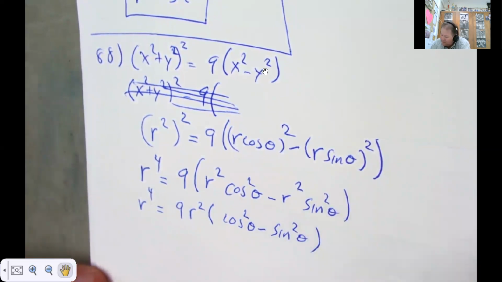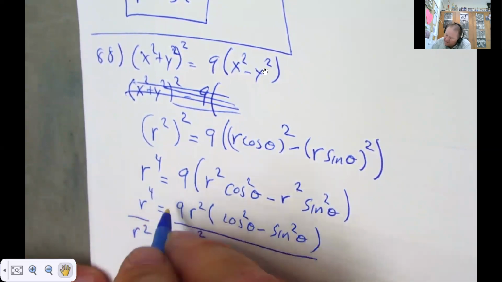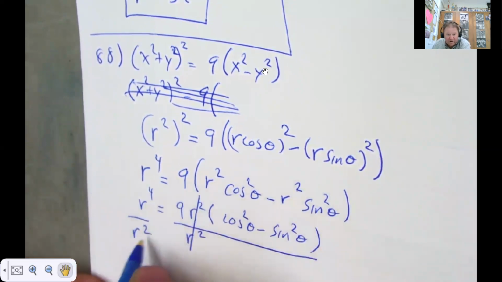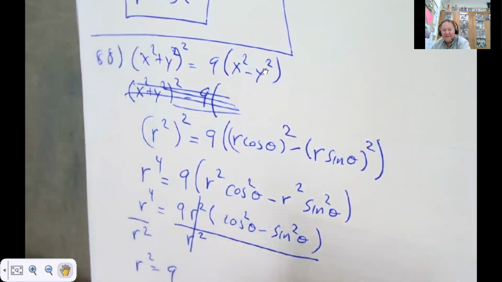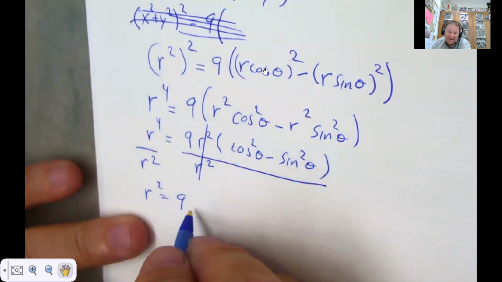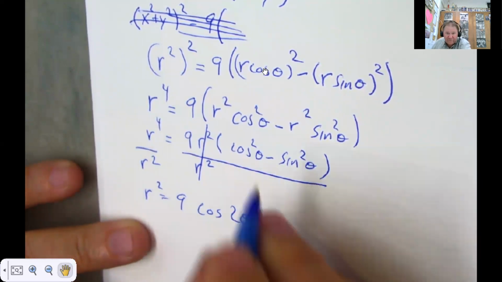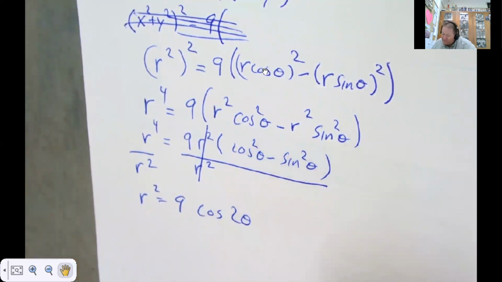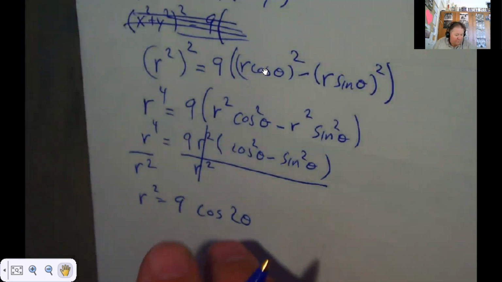And you ready? This is not the hard part. Divide both sides by r squared, and the r squareds cancel. Then r to the 4th over r squared is r squared equals 9 times cosine squared theta minus sine squared theta. Anybody remember that identity? That's a double angle identity. That's the cosine of 2 theta. You're supposed to memorize that double angle identity, but let me look. It's 88. I bet it is though. Yep, that's the answer. And 92.